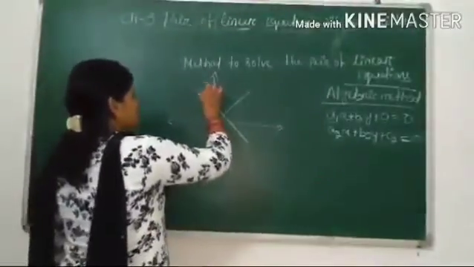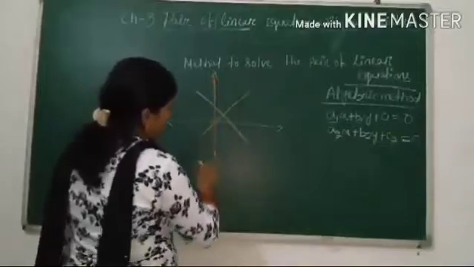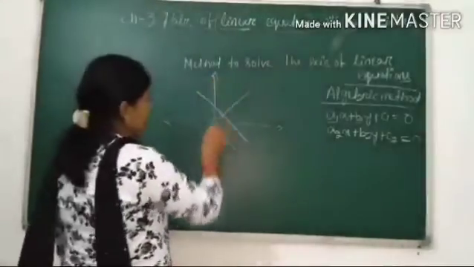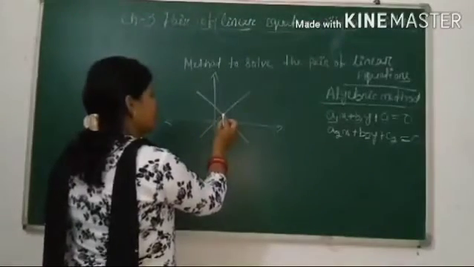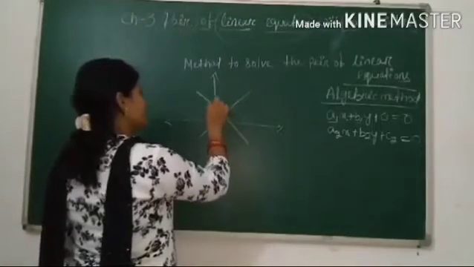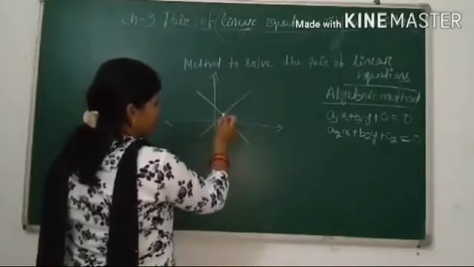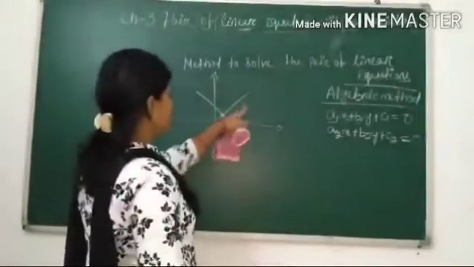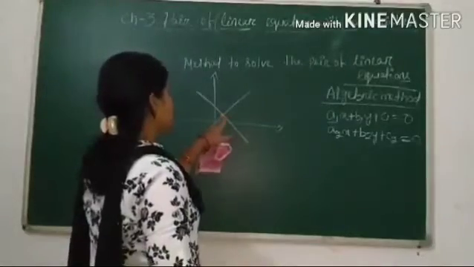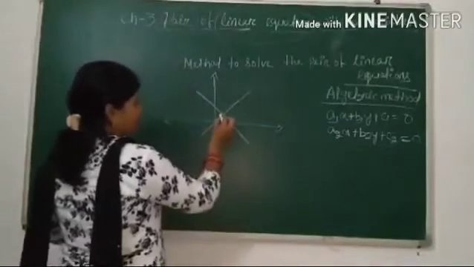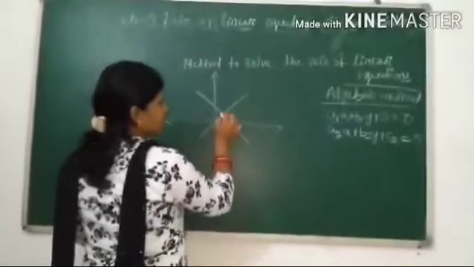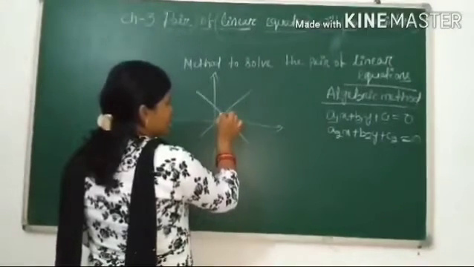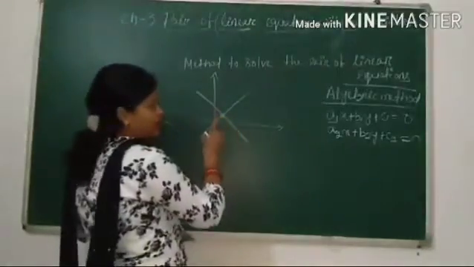So if I represent these two lines on the graph, I will get this type of graph. So this is your what? This is your intersecting point. Two lines are meeting at one point. So this point is known as the intersecting point. They will meet at only and only one point.